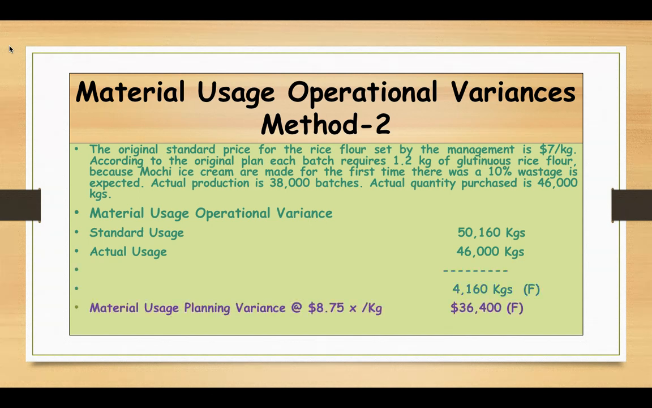Now, remember, when we convert that into money value under method 2, we have to use the revised standard price, which is $7 times 1.25. So the revised standard price is $8.75 per kg. So 4,160 kgs times $8.75 per kg, then you get $36,400 favorable. So please note the difference between method 1 and method 2.